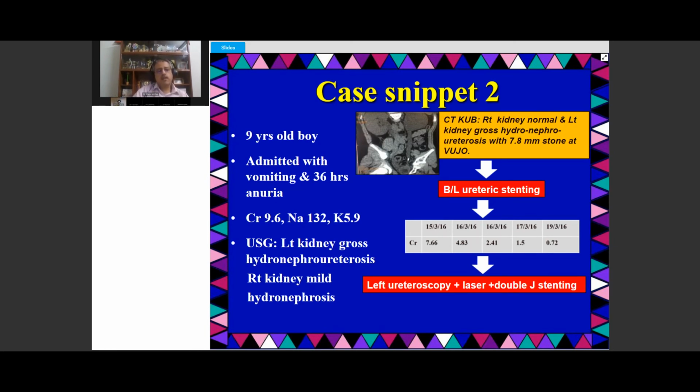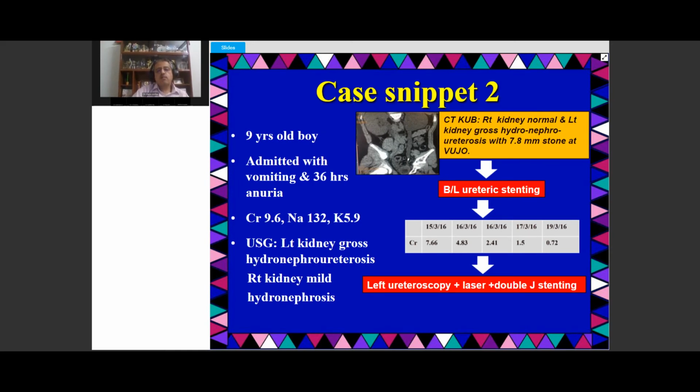Next child, a very interesting one. A 9-year-old boy was admitted with vomiting and 36 hours of anuria. Creatinine was sky high at 9.6. Ultrasound showed the left kidney had gross hydroureteronephrosis, and the right kidney had mild hydronephrosis. CT scan confirmed that, as well as a stone at the left vesicoureteric junction causing obstruction. You can see it at the cursor.